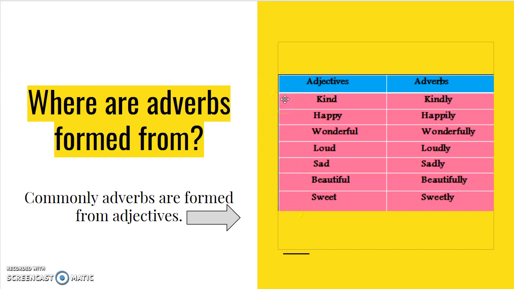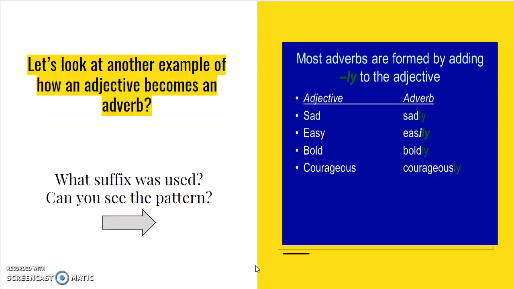We have kind. The adverb becomes kindly. We have happy. The adverb becomes happily. Wonderful becomes wonderfully. Loud becomes loudly. Sad, sadly. Beautiful, adjective. Beautifully is an adverb. Sweet is the adjective. And then sweetly is the adverb. So let's see what we can figure out, what's happening here between our adjectives and our adverbs.